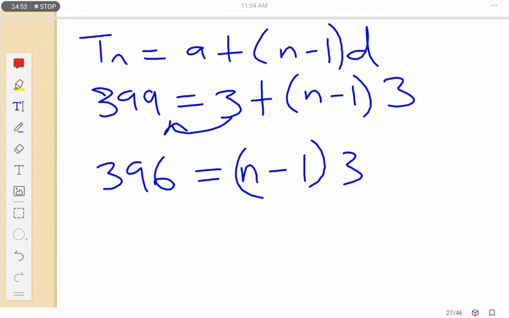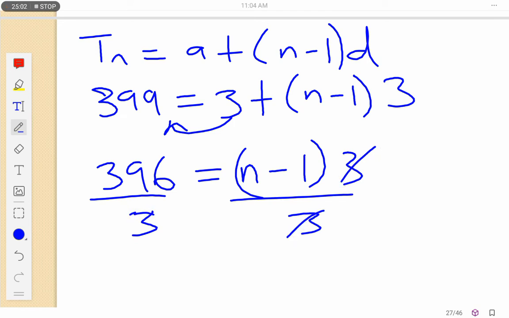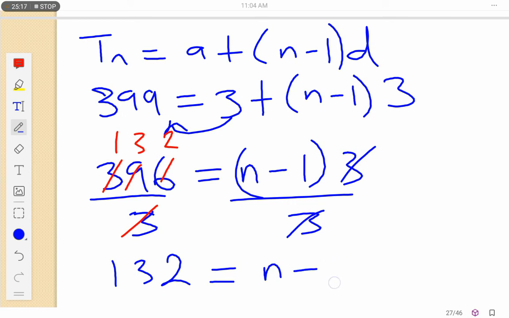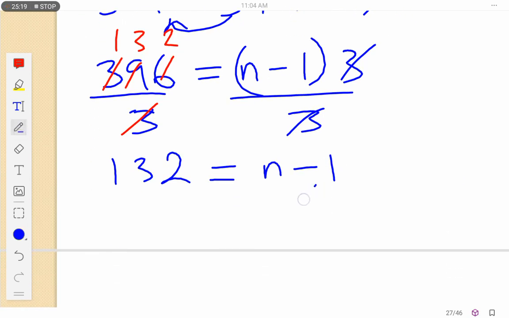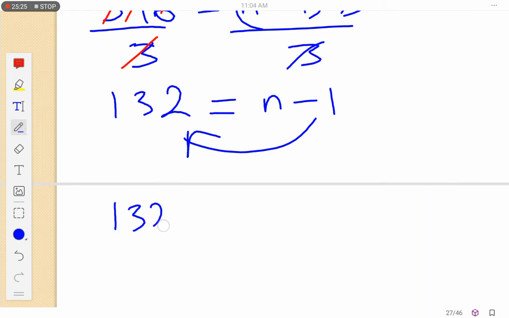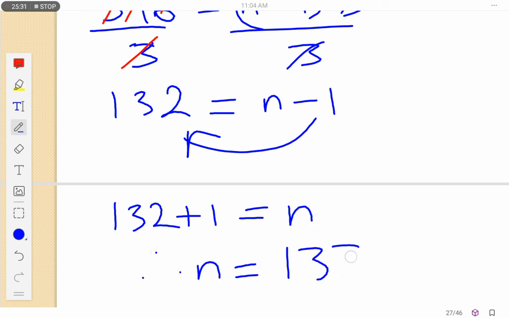Okay. Then I can now divide both sides by 3. Here 396 divided by 3 gives 132, and on the other side I'll have N minus 1. So at the end of the day I have got 132 is equal to N minus 1. Simplifying again, this goes to this side and becomes an addition, so I'll have 132 plus 1 is equal to N. Therefore our number of terms is 133. Okay, so we have got 133 terms in this case.